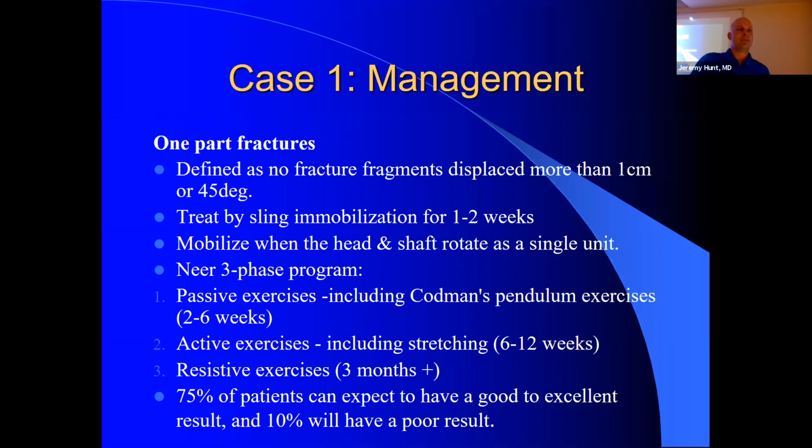You put them in a sling first couple of weeks, and then you can start to actually get them moving once the head and the shaft kind of move as a single unit. So I let them start to do some Codman's pendulum exercises at about 2 weeks, which is just letting the arm dangle and just some small movements in circles, counterclockwise and clockwise, and then side to side, front to back.